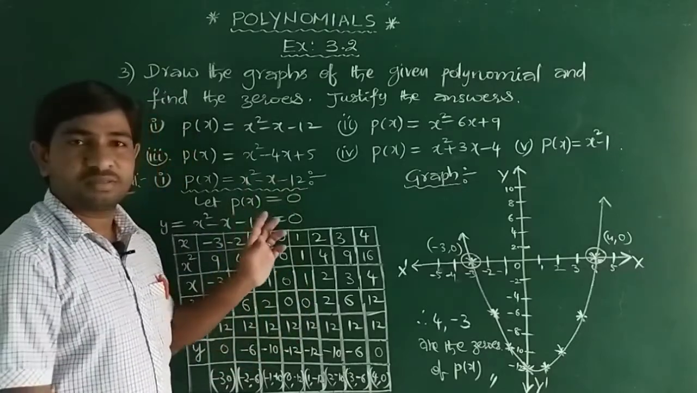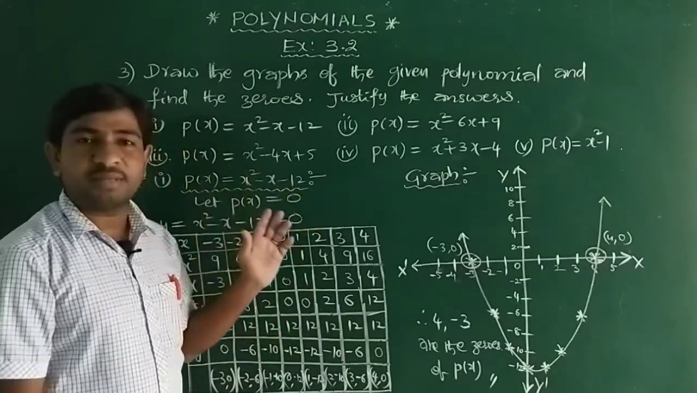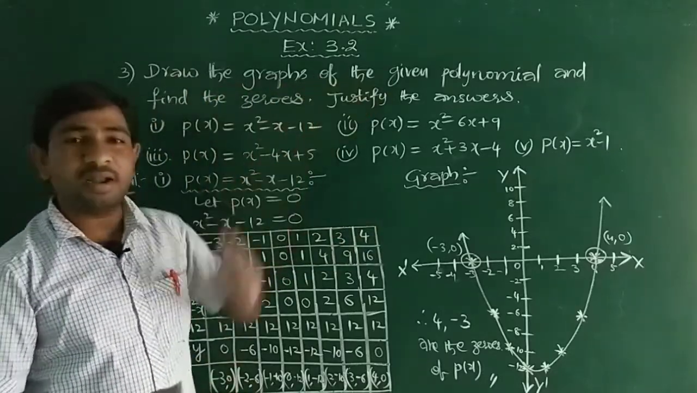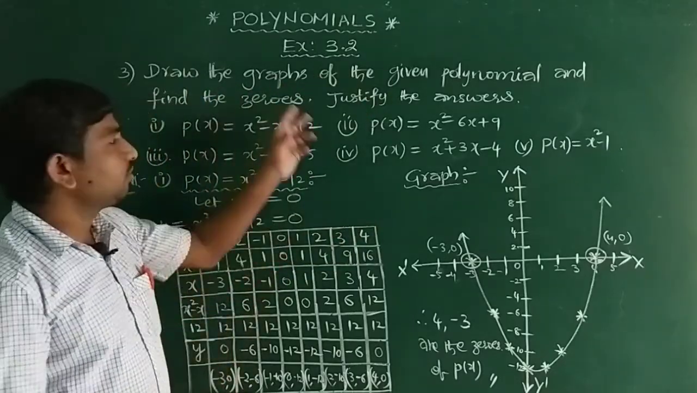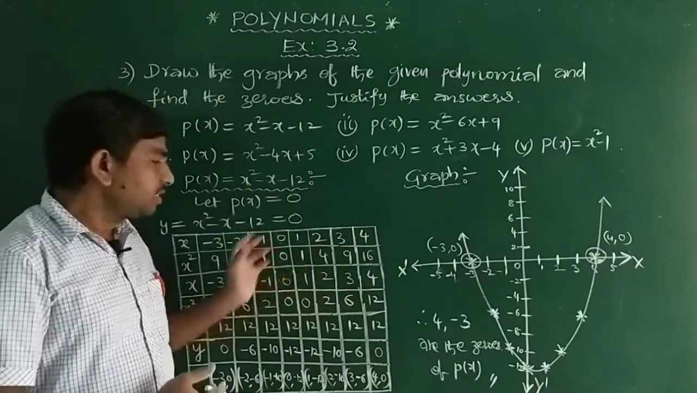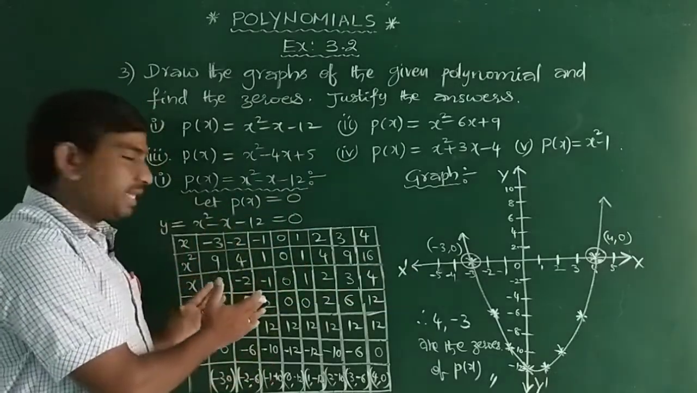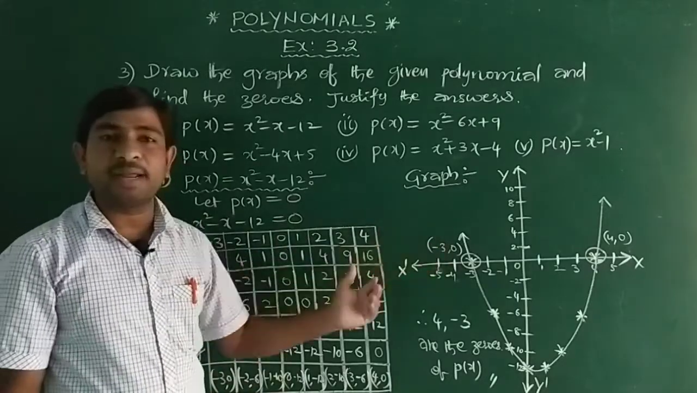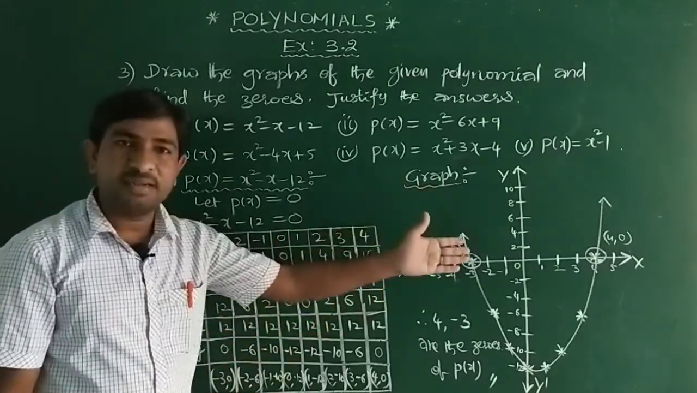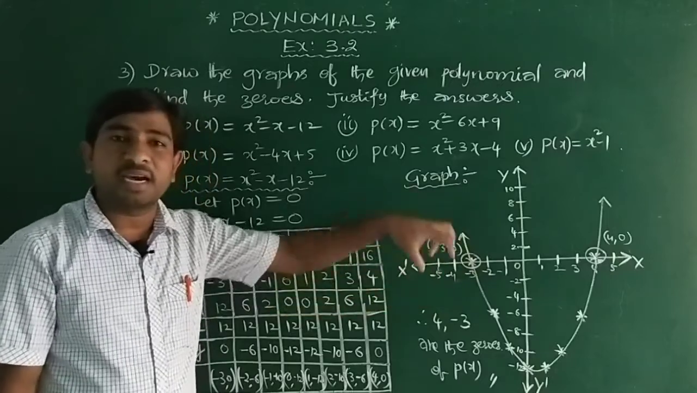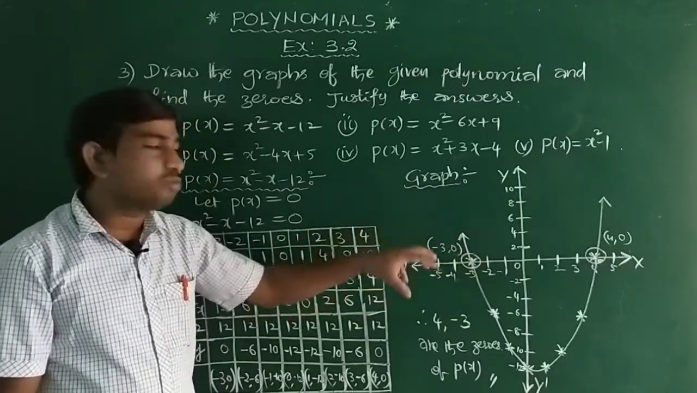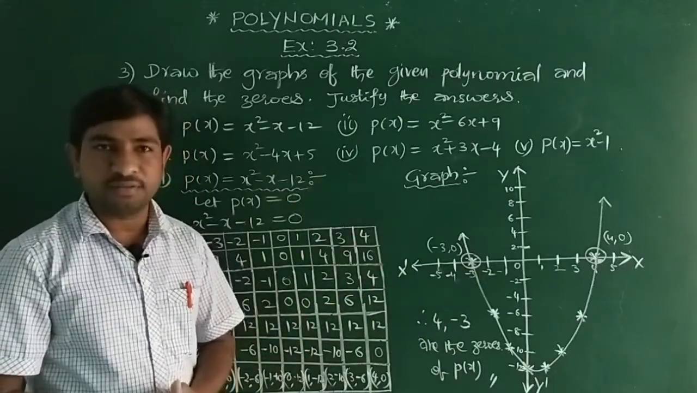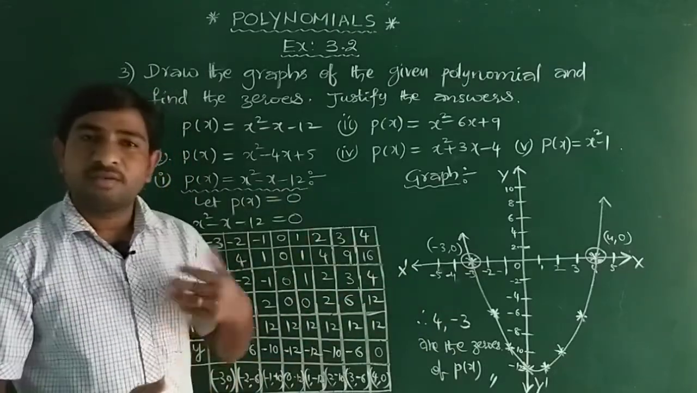Find the zeros of the given polynomial by drawing the graph. So draw the graph of the given polynomial and find the zeros of the polynomial. First we have to write the table of values and afterwards you can plot the ordered pairs on the graph paper. Where the curve intersects the x-axis, those are the required zeros. So this is the solution for the first one.